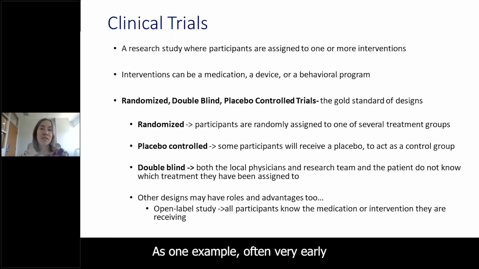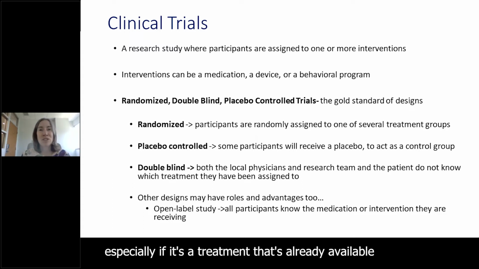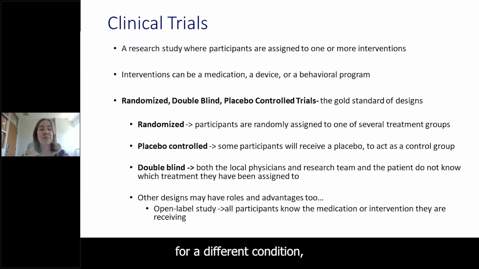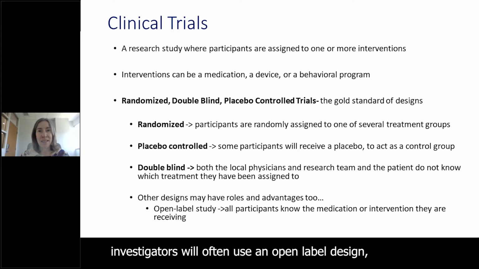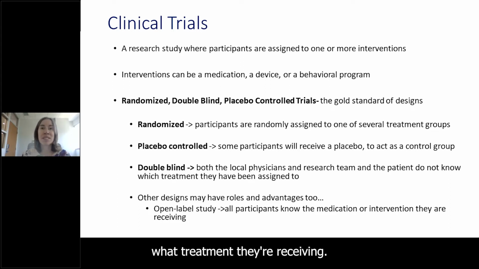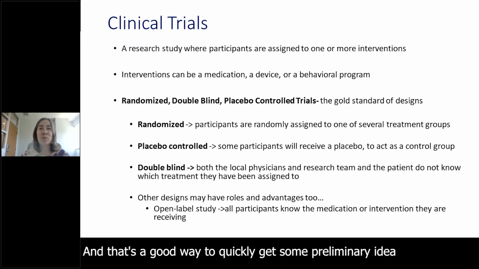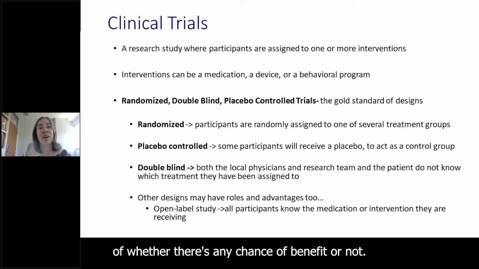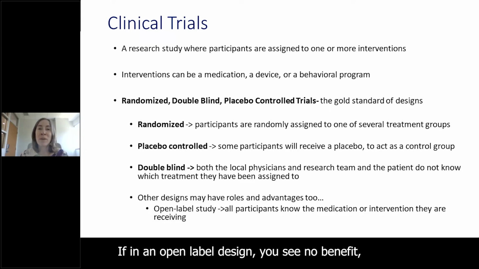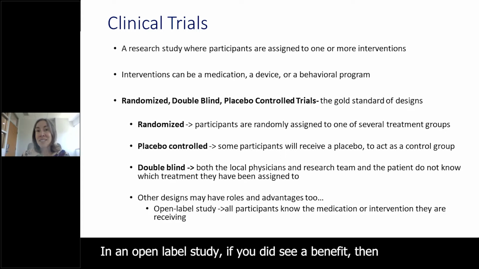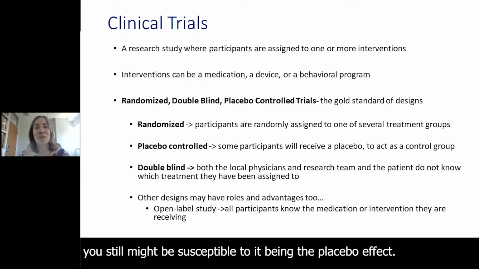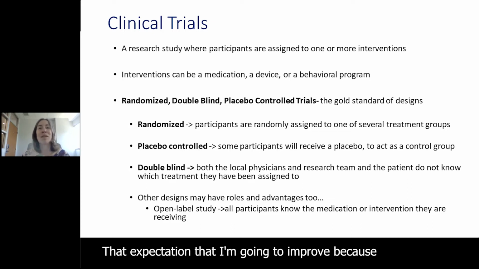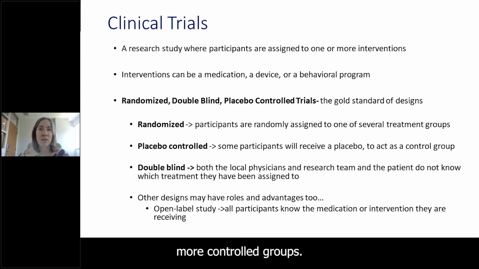As one example, often very early on when a treatment is first being looked at, especially if it's a treatment that's already available for a different condition, investigators will often use an open label design, and that is where everyone knows what treatment they're receiving. And that's a good way to quickly get some preliminary idea of whether there's any chance of benefit or not. If in an open label design you see no benefit, then you don't need to pursue that with more formal and lengthy studies. In an open label study, if you did see a benefit, then you still might be susceptible to it being the placebo effect, that expectation I'm going to improve because I'm on a new drug. And so then you would want to follow it up with a design that included more controlled groups.